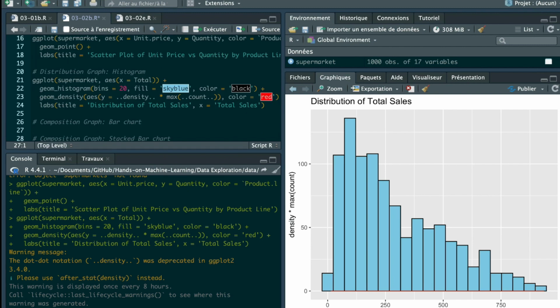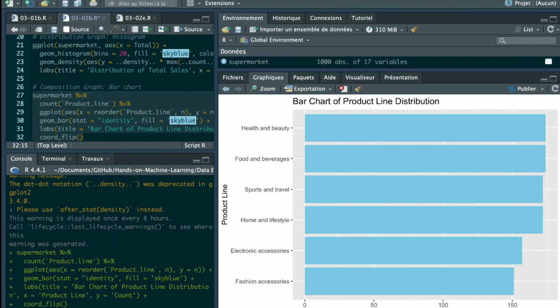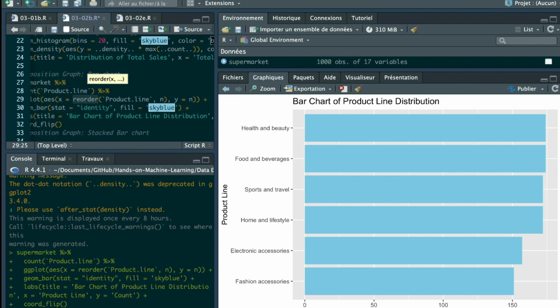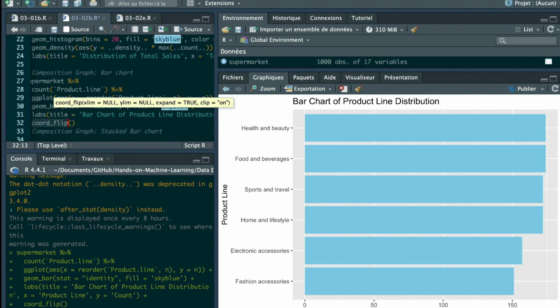Bar charts are great for comparing quantities across different categories. Let's create a bar chart to see the distribution of sales among the different product lines. This bar chart shows us the count of sales in each product line. We use reorder to sort the bars by count, and coord_flip is a simple yet effective way to improve readability, especially when you have long category names.